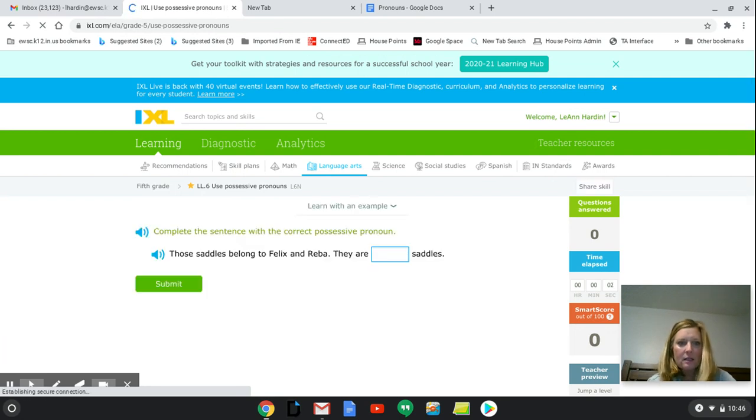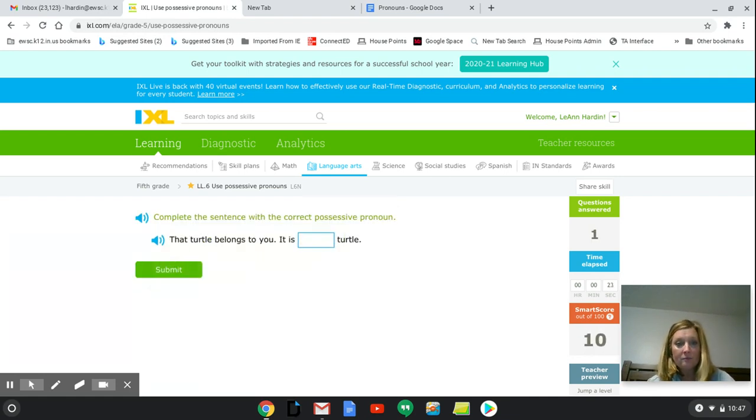All right. Now, these are the possessive pronouns, that belong to people, or in some cases, they belong to a thing. Those saddles belong to Felix and Reba, so belongs to two people. They are their saddles, all right? Belongs to those two people. T-H-E-I-R, you got to spell it right. That turtle belongs to you. It is your, Y-O-U-R, turtle.